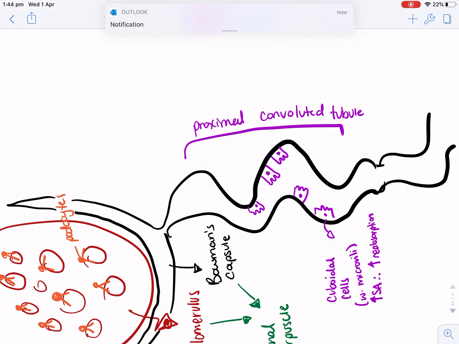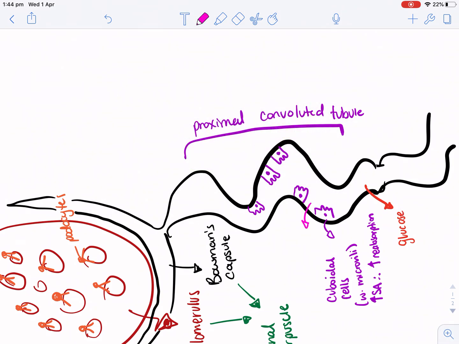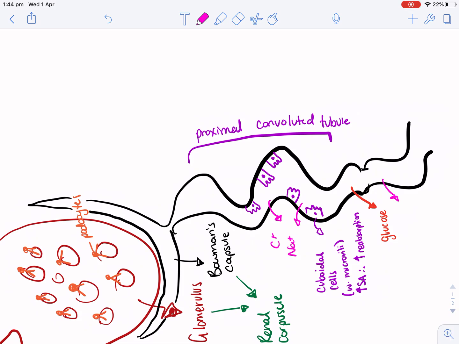But reabsorption of what? Well, we need to reabsorb 100% of the glucose that enters the filtrate. We need to reabsorb some sodium, some chloride, and we know that whenever we have reabsorption of sodium chloride, water will always follow that.